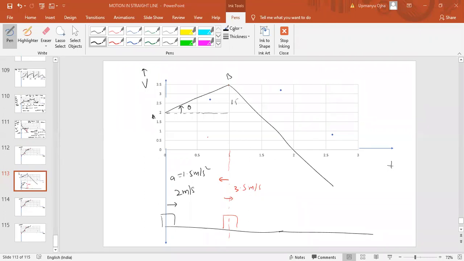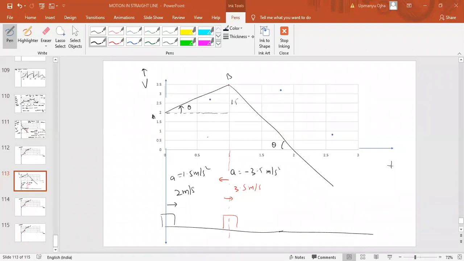How can we find the acceleration here? Again, you have to take angle theta. This theta would be negative. So tan theta will be equal to 3.5 by 1 because 2 minus 1. So A will be equal to minus 3.5 meter per second square. I think you understand how I found the acceleration here. Acceleration is (0 minus 3.5) divided by (2 minus 1), which is minus 3.5 meter per second square. Now the acceleration is negative here, that is minus 3.5 meter per second square.